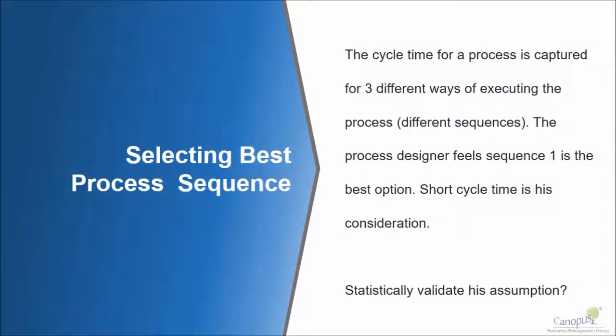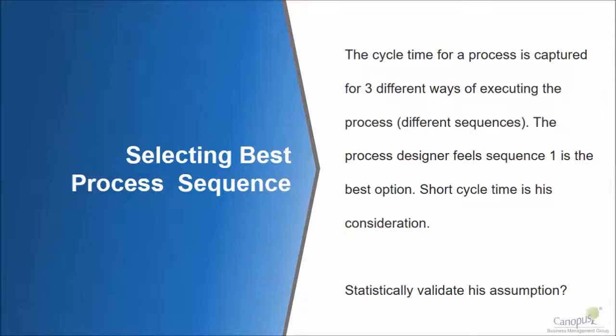The cycle time for a process is captured for 3 different ways of executing that process. So 3 different sequences. The process designer feels that sequence 1 is better option, and for him shorter cycle time is the main consideration. We want to statistically validate if his assumption is true.